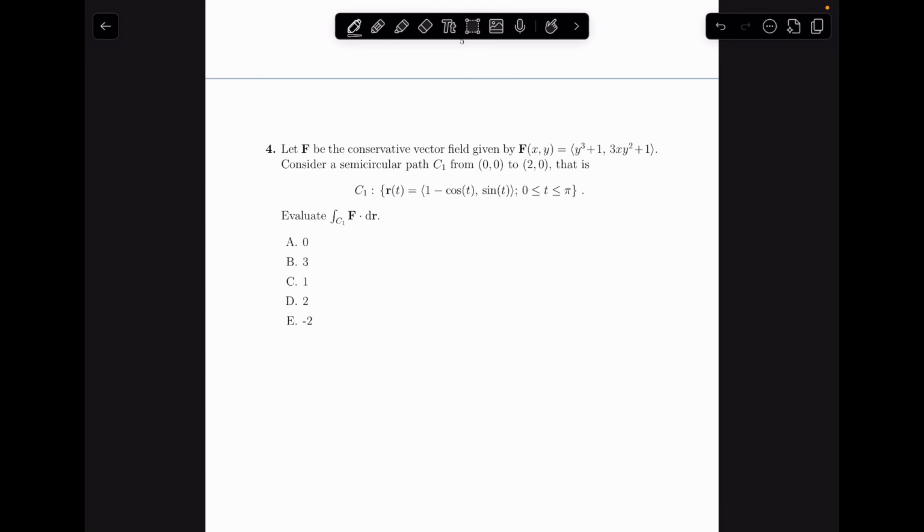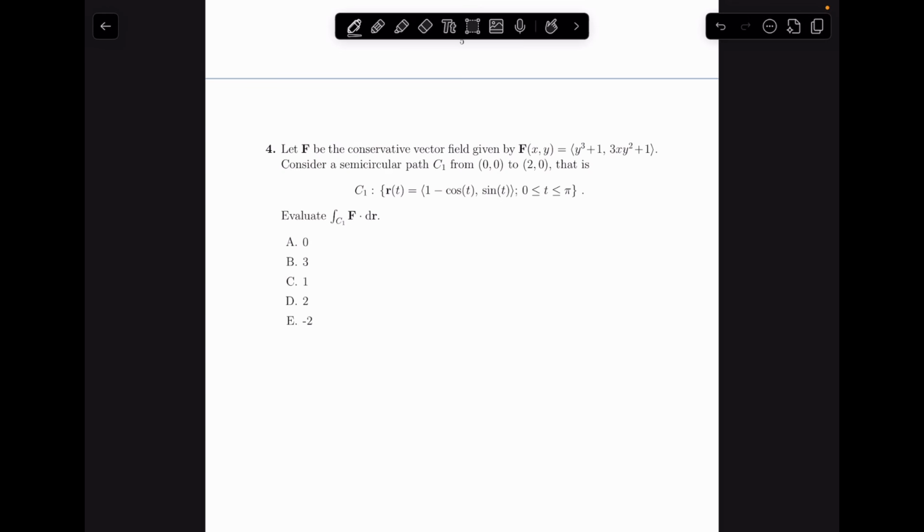Question 4, let f be the conservative vector field given by f of xy equals y cubed plus 1, 3xy squared plus 1. Saying to consider a semicircular path from 0, 0 to 2, 0. That gives us the parameterization, and it's saying evaluate f dot dr.